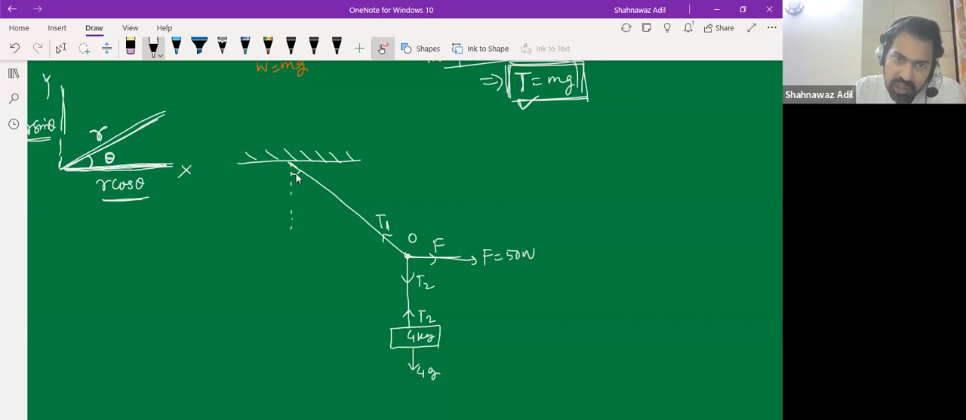This is theta. And can you guys tell me what is this angle? Theta. Why? Corresponding angle. Corresponding. So what are these angles?